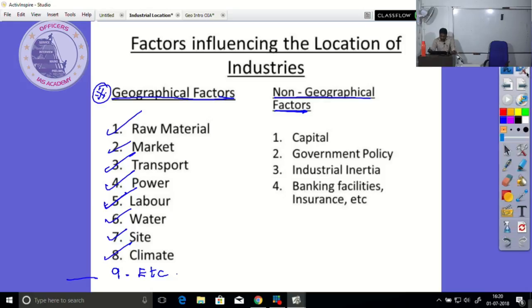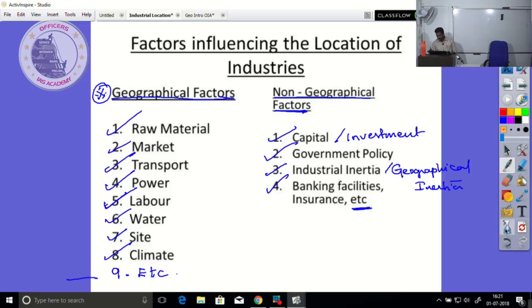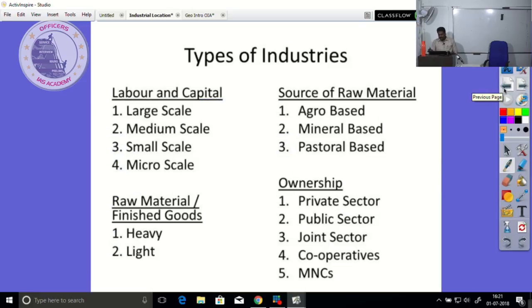Similarly, when I talk about the non-geographical factors, first and foremost is the availability of capital and investment. Second, government policies. Third, what we call industrial inertia, or sometimes geographical inertia. Then banking facilities, insurance, etc. as safeguards. These are some of the non-geographical factors which determine the location of industries. Now, one by one we'll understand.